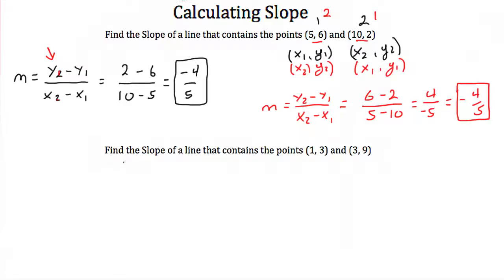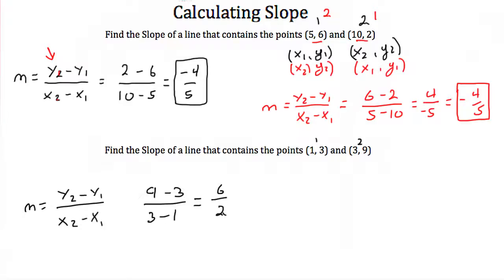Find the slope of a line that contains the points (1, 3) and (3, 9). So again, we're going to use our formula, y2 minus y1 over x2 minus x1. And I'm going to call this point 2 and this point 1. So we're going to end up with 9 minus 3 over 3 minus 1. This is going to become a 6, and this is going to become a 2. So the line that contains these 2 points has a slope of 3.